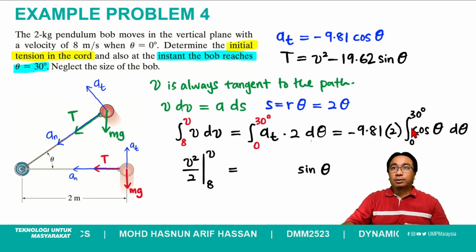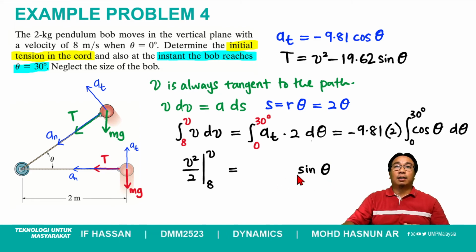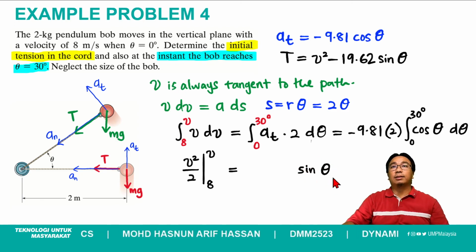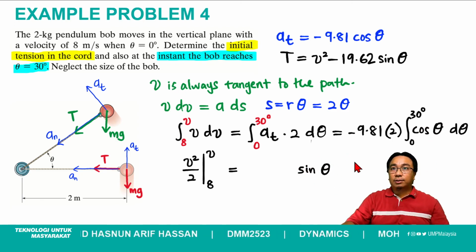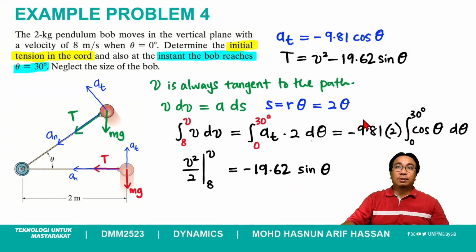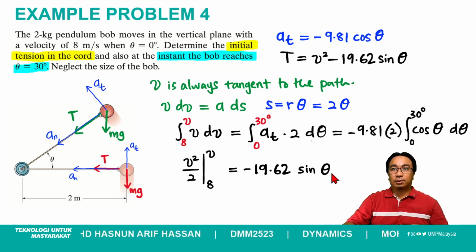Integration of cos theta, you will get sin theta, positive. If you integrate sin theta, you will get negative cos. Okay, so this is trigonometry integration. So integrate cos theta, you get sin theta. And then the term outside, you just simply multiply. Minus 9.81 times 2, you get minus 19.62 sin theta.